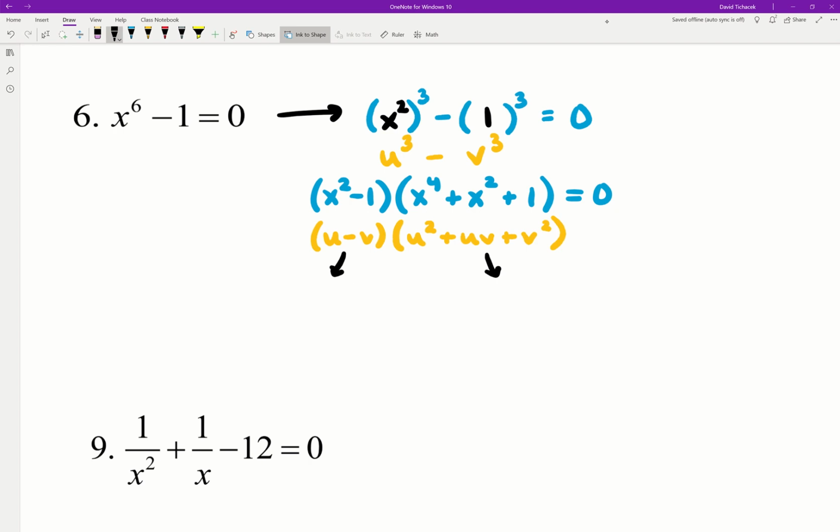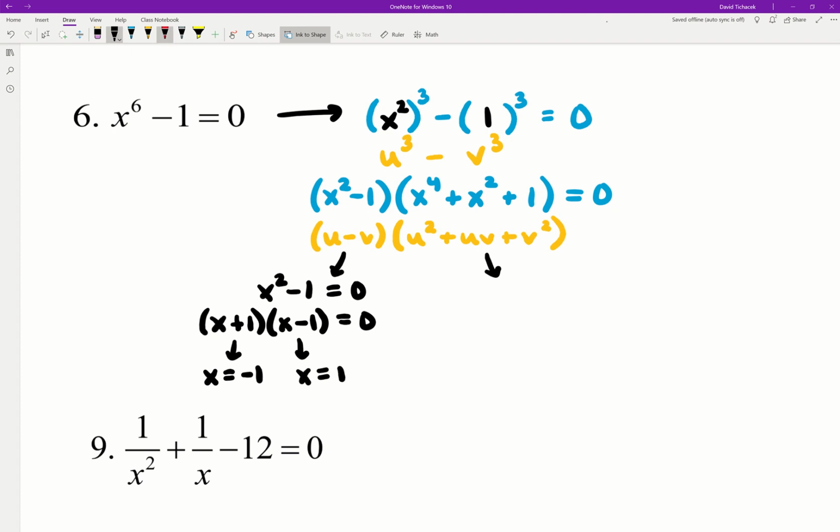So we're going to set each one of these factors equal to 0. Now this x squared minus 1, you could look at this as the difference of 2 squares itself. So that would be x plus 1 times x minus 1, just following the formula there. And then seeing there, we could use zero product property and see that we get x is equal to -1 and x is equal to +1. So those represent 2 of the solutions that we get for this equation. So 2 real solutions.